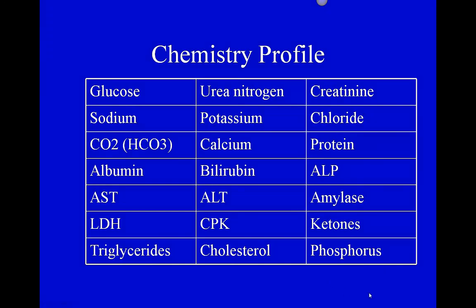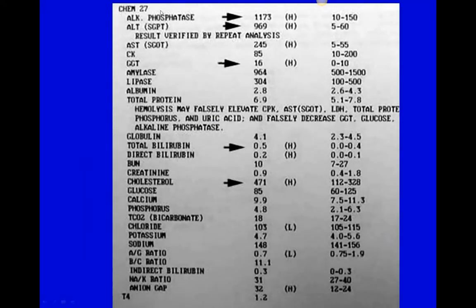All right, so let's see how we might use this. Here's a Chem 27, and I apologize for kind of the quality of this, but sometimes when I enlarge them so that you can see them well enough on the screen, they lose some of that nice crispness. But here's a Chem 27, so what would that mean? Well, there's 27 different tests that they've done. What kind of things did they look for?